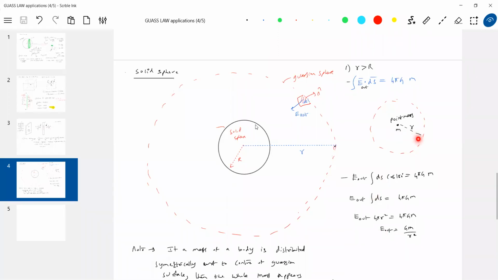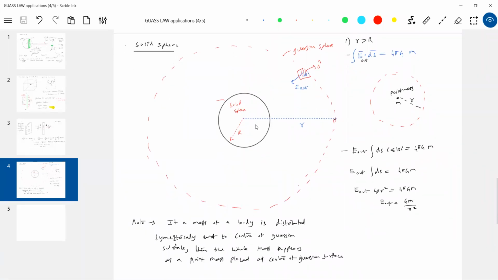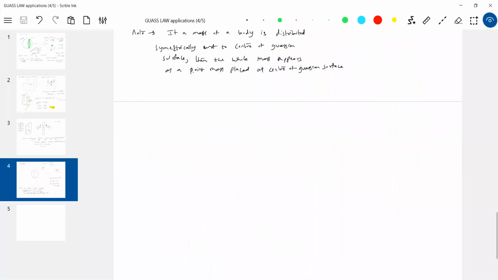Sir, is it really the correct answer we calculated? Yes, in fact, you can verify it practically, because what is Earth? Earth is a spherical object, almost spherical. You calculate the gravitational field, and it obeys this particular formula. Agreed?